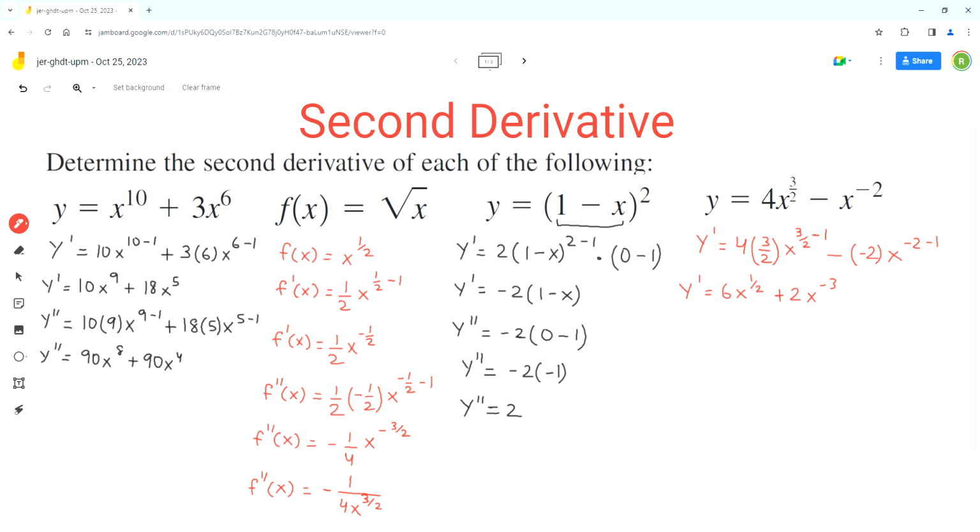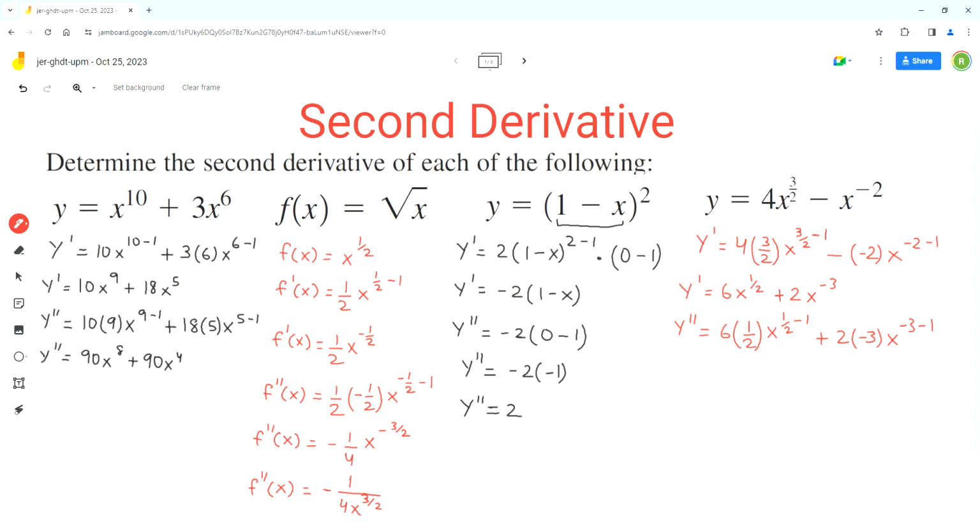Now we can find the derivative of this equation, and that will be the second derivative. So we get y double prime equals, so for the first term we'll have to use the power rule. So 6 times 1 over 2, and we'll subtract 1 from the exponent, and then plus. So in the second term, we'll have to use the power rule again. So 2 stays as it is, and then we move negative 3 to the front, and then we subtract 1 from negative 3.